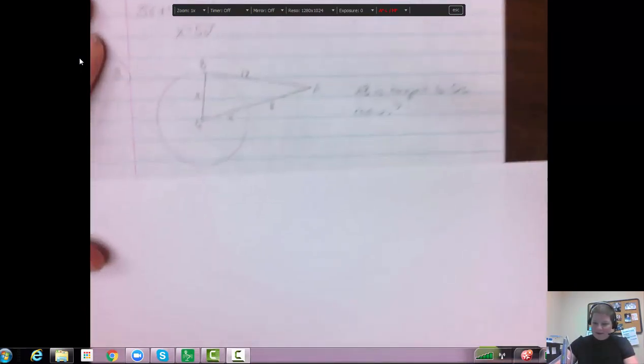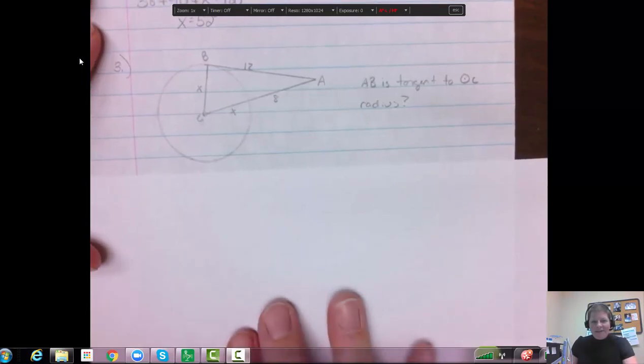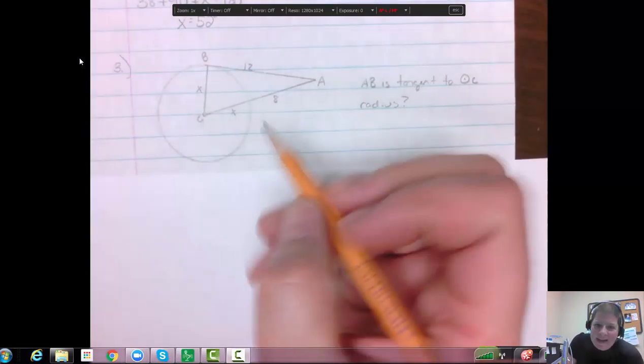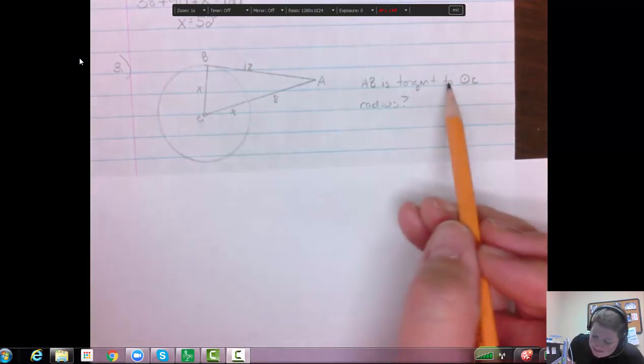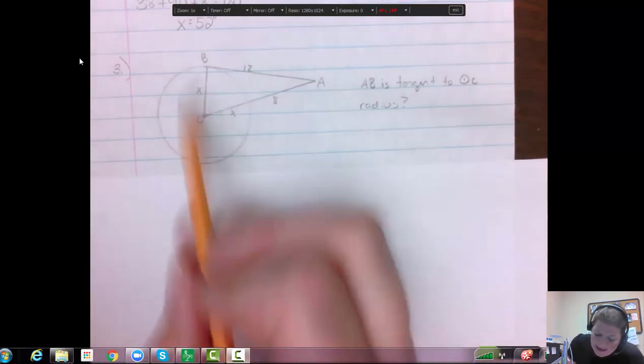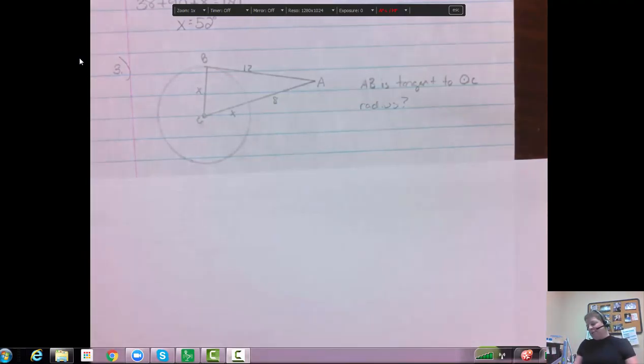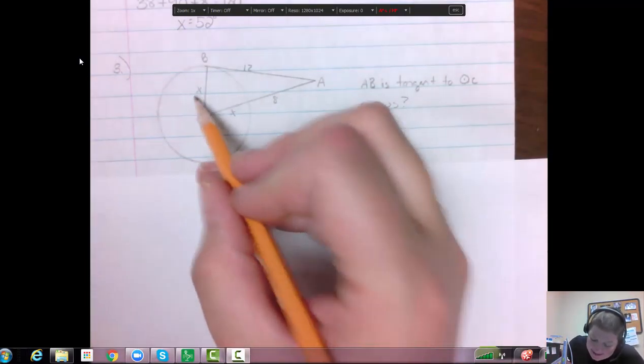This is my third example. What if you know that AB is tangent to circle C? Circle C, that's how I say circle C. What is the radius of this? So that's a little bit harder to do. So we're finding the radius. Well, and we have these x's here.